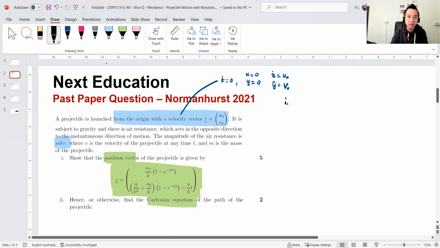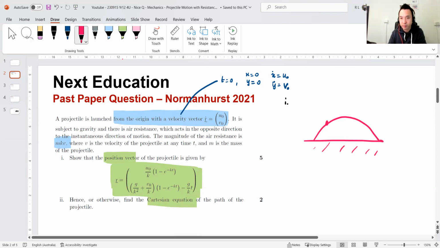Okay, cool. So we go with what we always do, right? We say that because this is launched from the origin, if I drew a very brief diagram, projectile there, right? We know there's gravity going downwards and also resistance or drag, in this case mkV. That's important. So horizontally, we normally don't have any acceleration if it's a normal unresisted projectile, but now we have negative mkV. So we start there.